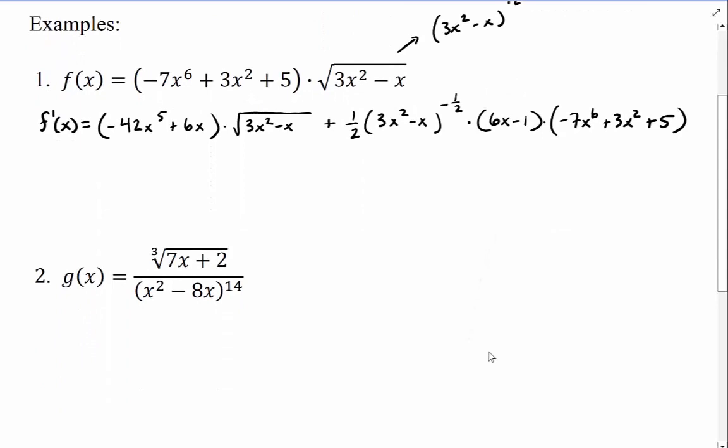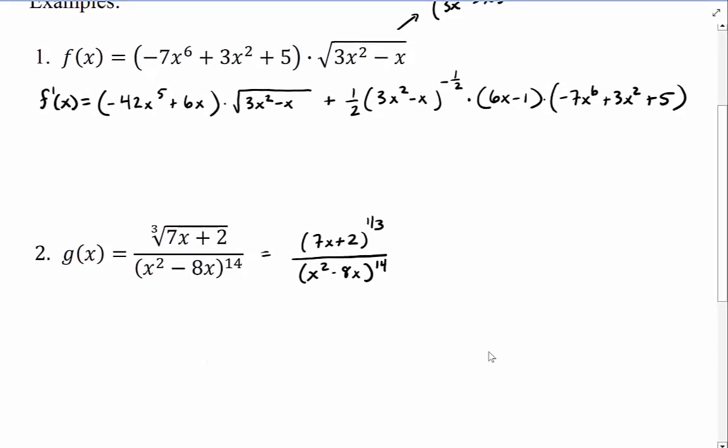Looking at the second one, in this one I can see I have a function divided by another function. And so this is a quotient rule first. But when I take the derivative of the numerator, I can see that that will be 7x plus 2 to the power of 1/3. So that will be a chain rule needed for that derivative. And similarly, in the denominator, we have a function inside of another as well. So we need a chain rule there.